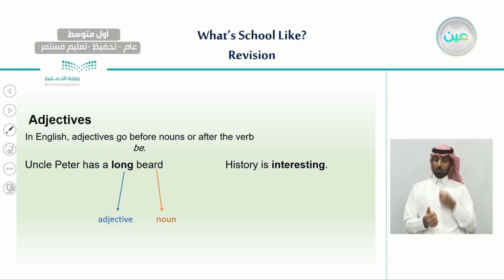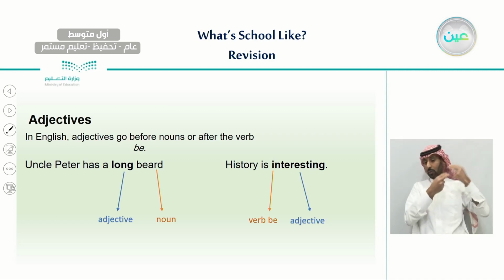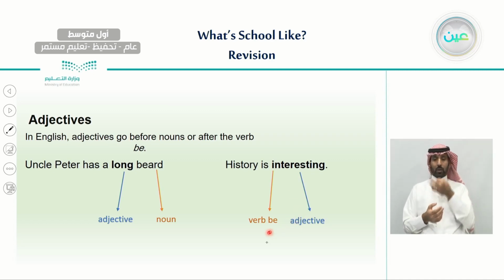As we can see here, long is an adjective and beard is a noun. So usually the adjective comes before a noun, and also it comes after the verb to be. When we say, for example, history is interesting, here we see the adjective and here we see the verb to be. After it comes the adjective.